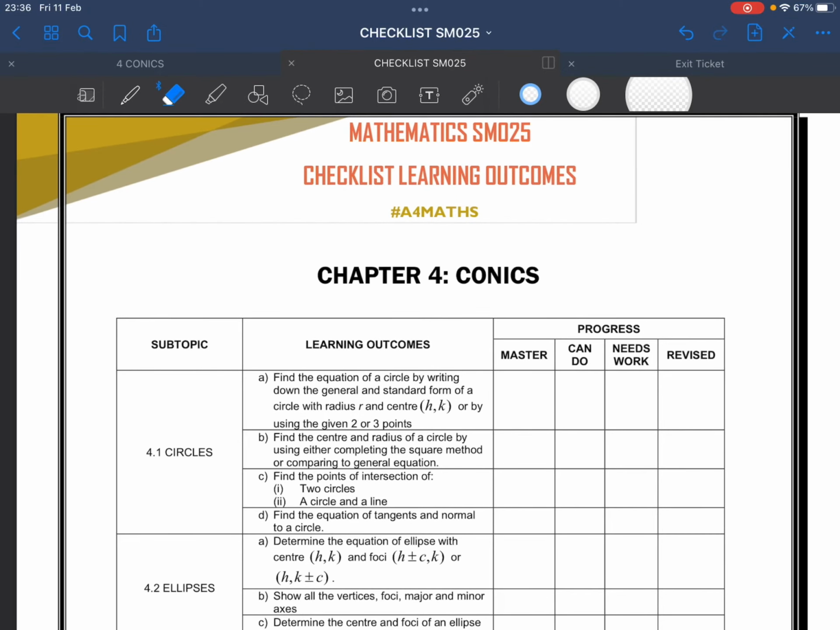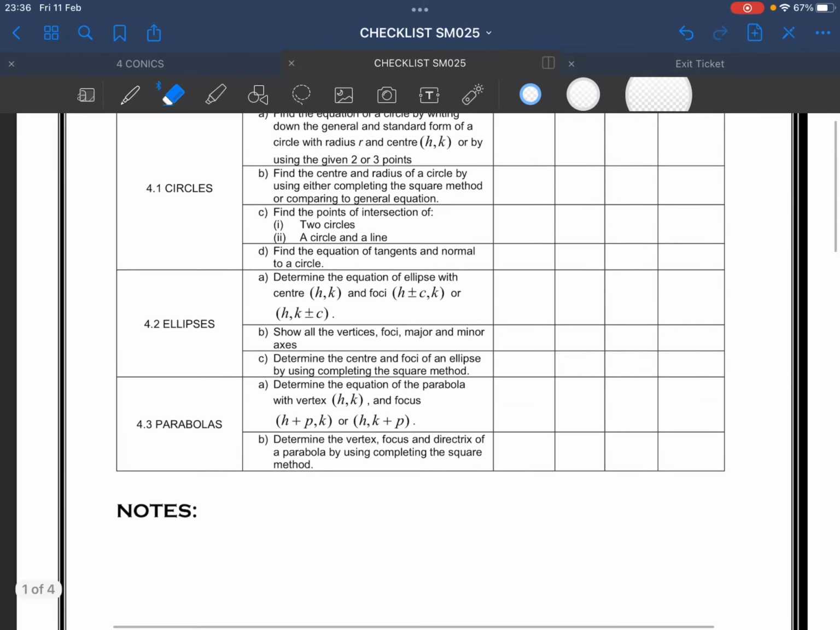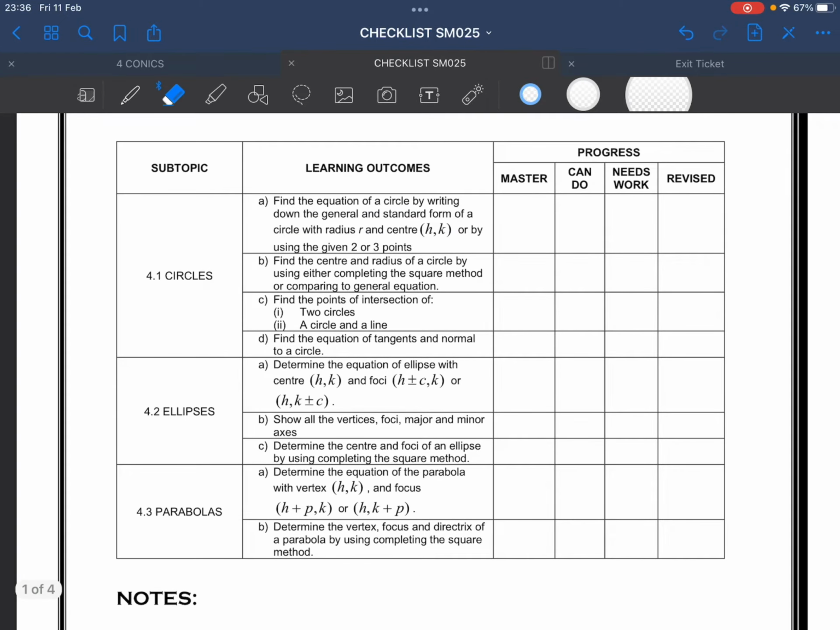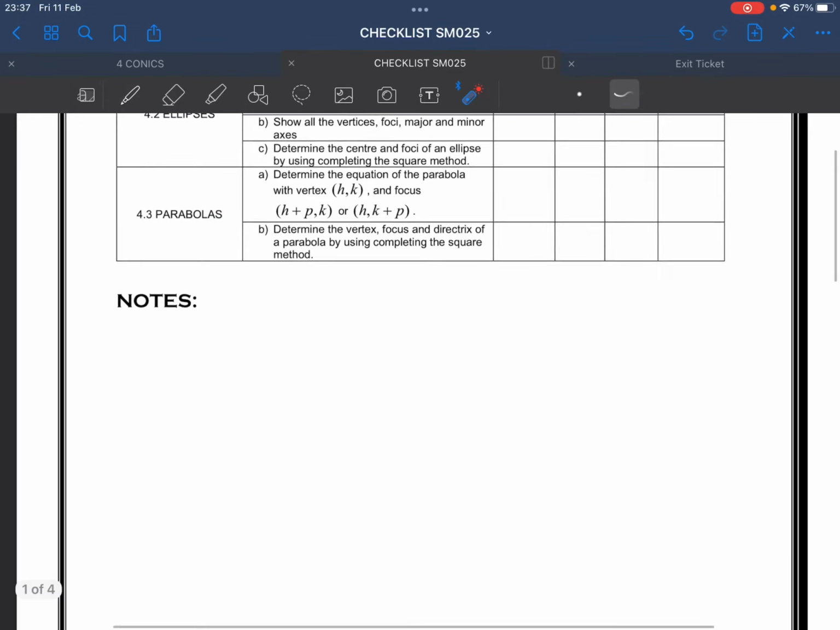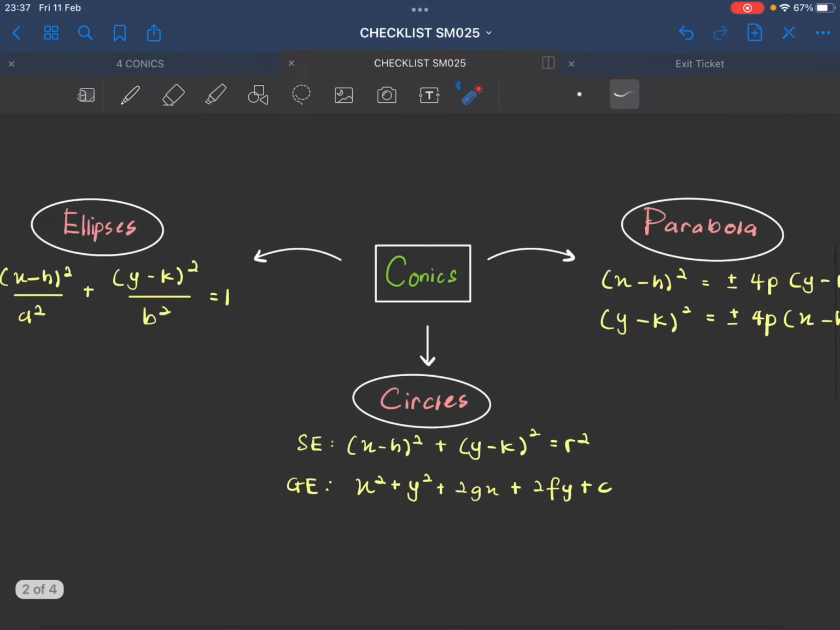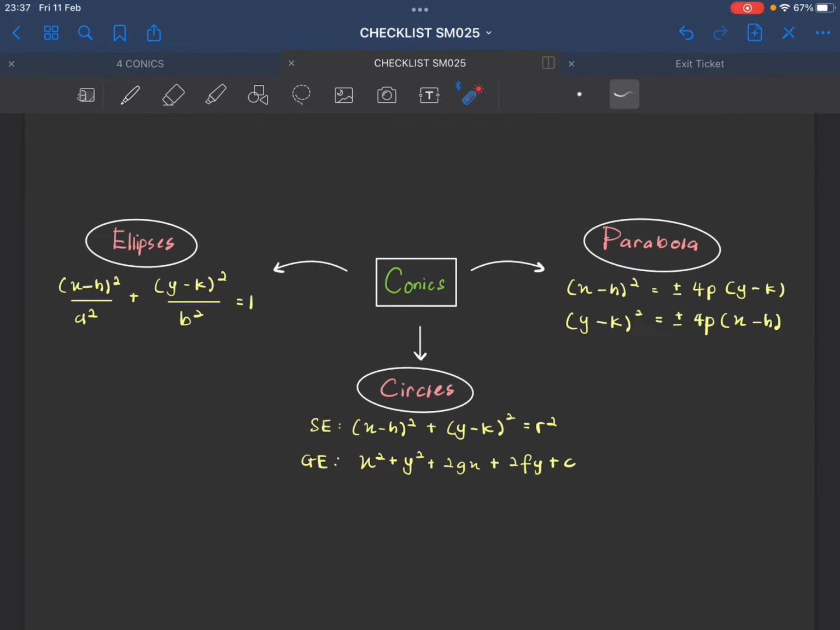So this is chapter 4, Conics. We have 3 main subtopics. Here are the learning outcomes for this chapter. You can see we are going to learn about circles, ellipses and parabolas. Let's see the summary for chapter 4. We have circles, ellipse and parabola. Here are all the standard equations for these conics.